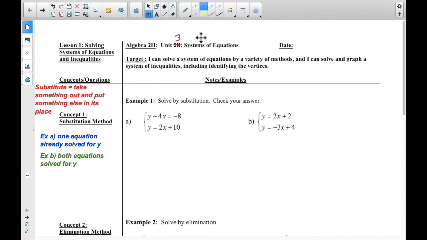Hi everybody, this video is going to cover section 3.1, which is on systems of equations. Yours might look a little bit different up here. This is unit 3 and this is 3.1. We're going to be talking about solving systems today.